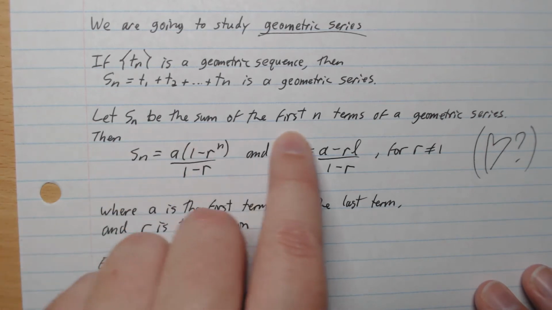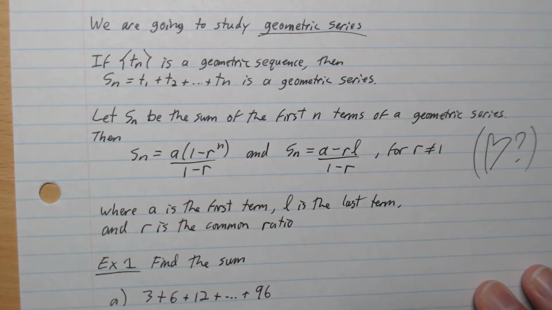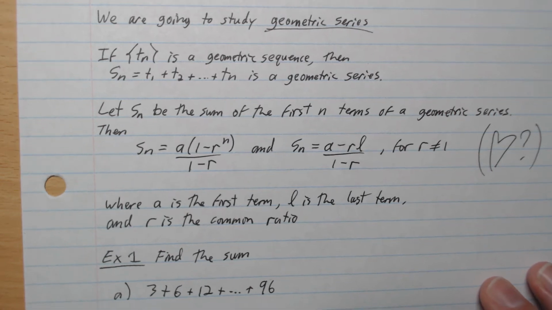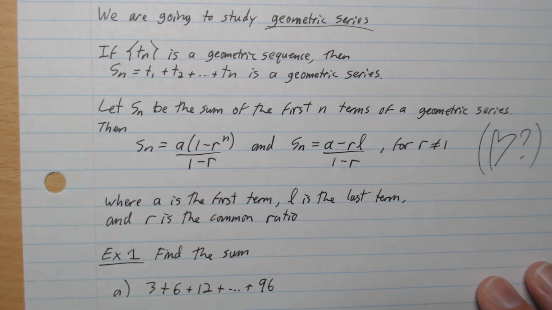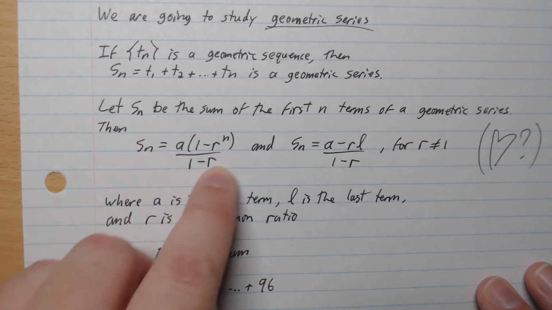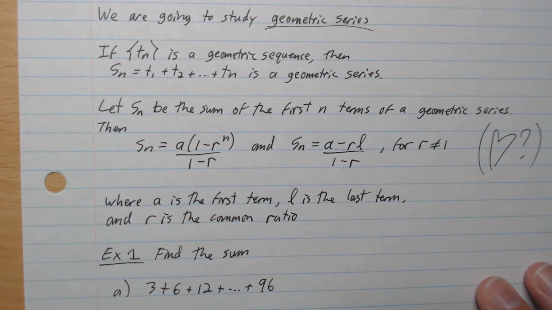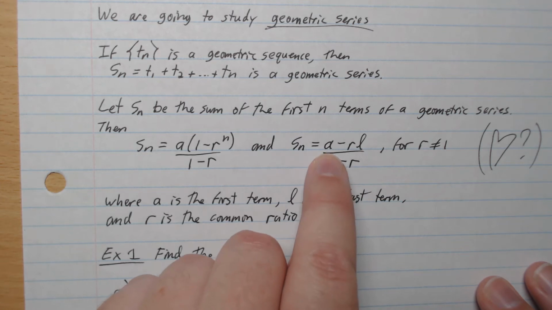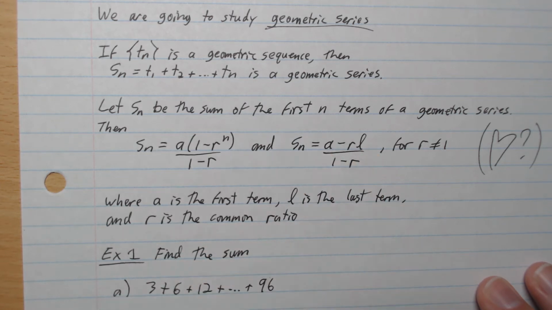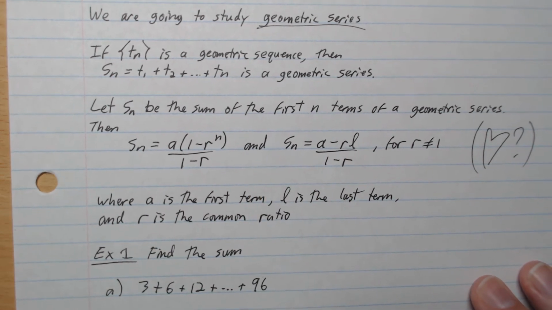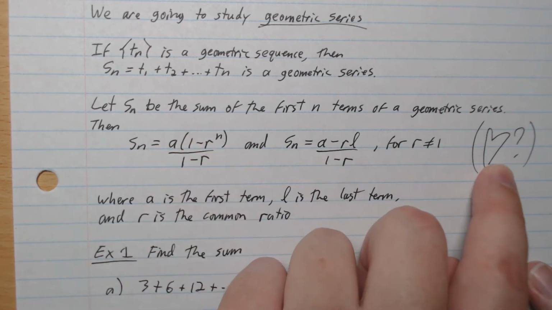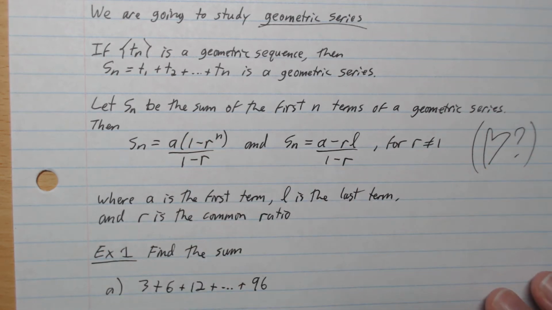So let Sn be the sum of the first n terms of a geometric series. Then it turns out that there's a formula to find that sum. A is the first term, R is the common ratio, and L here is the last term. If we know the first term, the common ratio, and how many terms are in the sum, then we can use this equation to find that sum. If we don't know how many terms, but we do know the first term, the last term, and the common ratio, then we can find the sum Sn like that. This is something you want to ask your teacher: are these two formulas ones you have to know by heart, or will they be given to you?